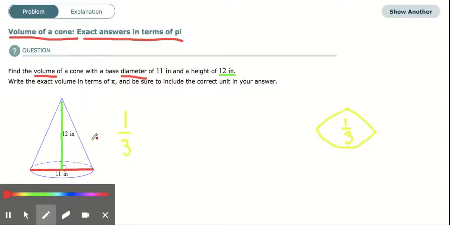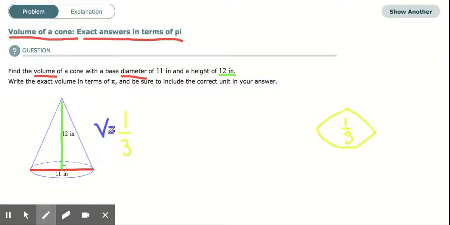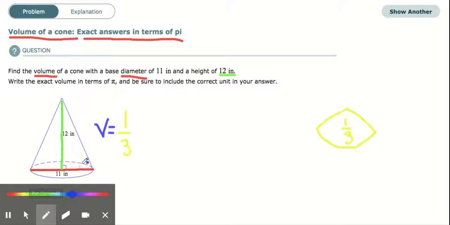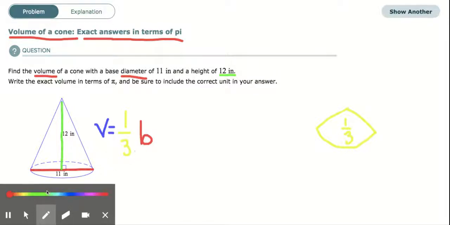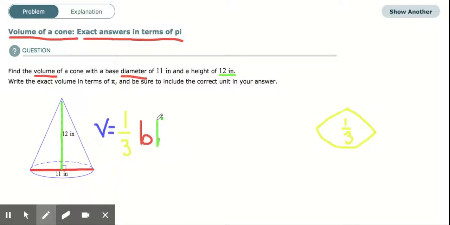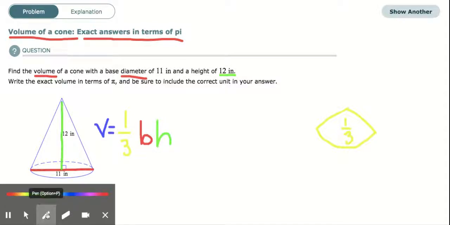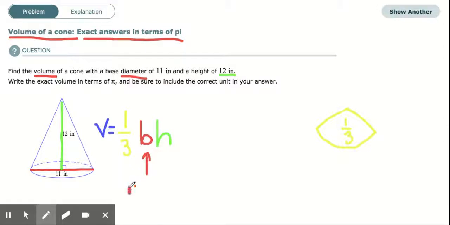So the volume is equal to 1/3 of the area of the base, and the area of the base is a circle, so it's pi r squared, times the height. Okay, so just be careful. This base, it's not just 11, it's actually the area of the base right here.